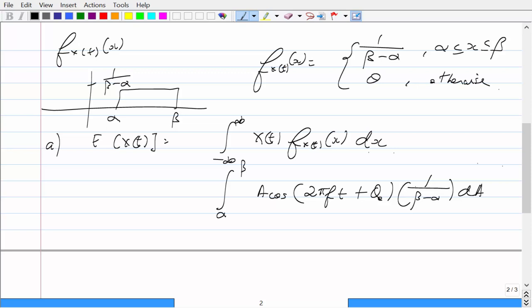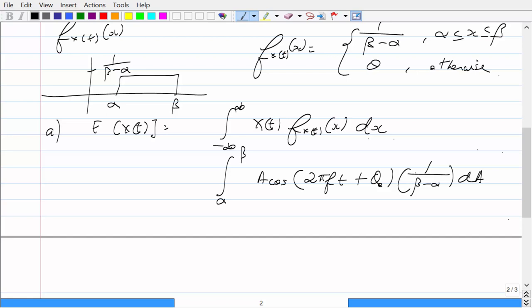If you remember the previous question a couple of lectures ago, the random variable was your phase. So you're integrating with respect to whatever the random variable is, which was theta. In this case, the random variable is A, so you have to integrate with respect to A.